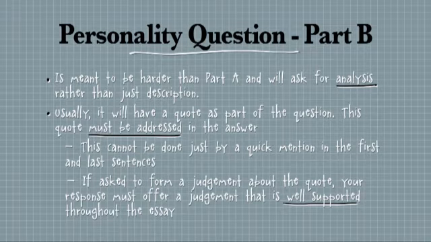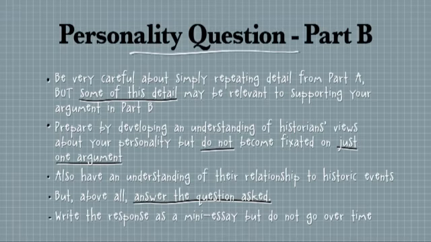It will generally ask you to make a judgment in terms of the quote that's been given, and if that's the case, that judgment needs to form the discussion in your essay. So your response must support that judgment that you've come to about the quote all the way through the essay and integrate reference to the quote, use of the quote in the whole essay. Be very careful about simply repeating what you may have already written in Part A. Sometimes the detail from Part A about the personality's life may be relevant in order to respond to the quote and the question in Part B, and certainly do repeat it if it is relevant, but just be very careful about merely doing the description or the narration again.